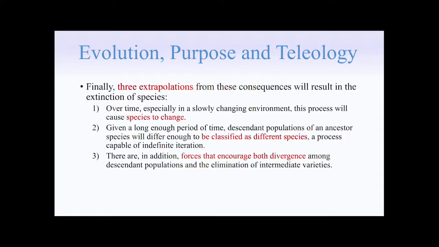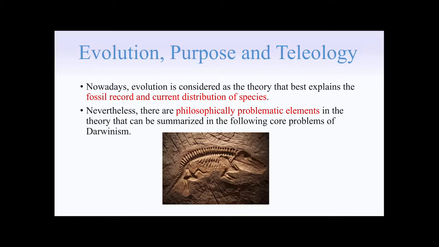Finally, extrapolation from these concepts will result in the emergence of new species. Over time, especially in a slowly changing environment, this process will cause species to change. Given a long enough period of time, descendant populations of an ancestor species will differ enough to be classified as different species, a process capable of indefinite iteration. There are in addition forces that encourage both divergence among descendant populations and the elimination of intermediate varieties. Nowadays, evolution is considered the theory that explains the fossil record and the current distribution of species.